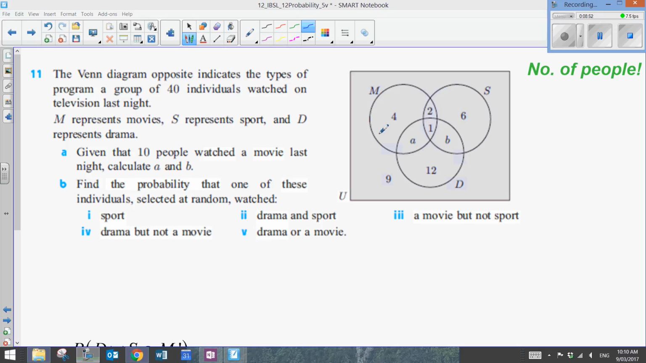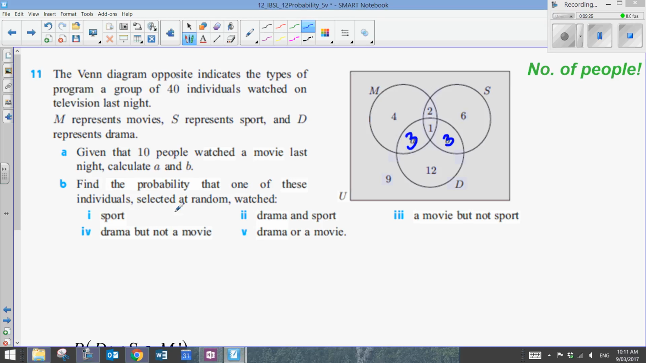So given that 10 people have watched a movie last night, if we look in this movie set, we have 4, 5, 6, 7 people already allocated. So we have 3 people left over to just have watched a movie and drama, not including sport. Then for B, since I know the total number of people needs to be 40, if I add up all my values and I include the 9 who didn't watch anything last night, I should be able to figure out what B is. So B actually also winds up being 3.